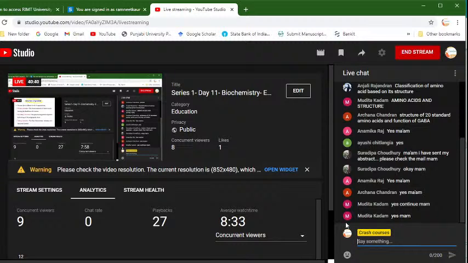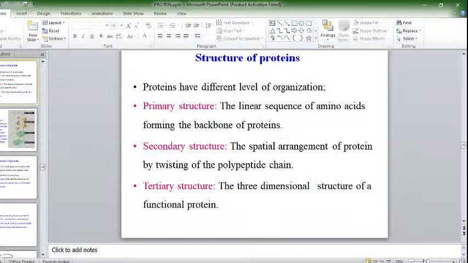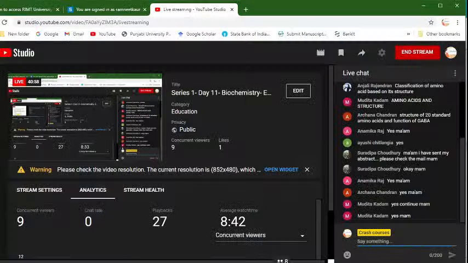So up to now, is it clear? Shall we move further to proteins? Please let me know. One minute. So this is basically the proteins which we have to study right now.